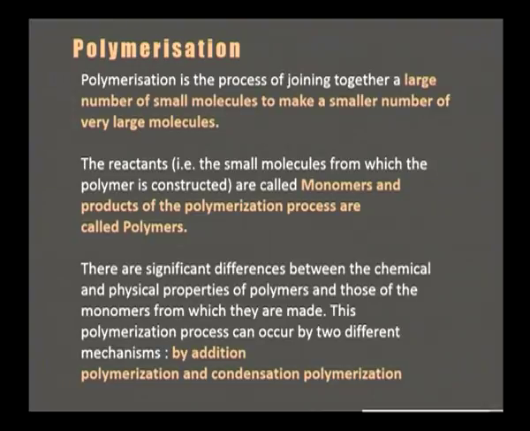So, we'll be looking at why we are defining polymers. There's a significant difference between the chemical and physical properties of polymers and those of the monomers from which they are made. Monomers can exist on themselves, but they have certain restrictive physical and chemical properties. But when they come together with another set of monomers, they become very enhanced and defined in terms of physical and chemical properties. This is why polymerization is an important process. This polymerization process can occur by two different mechanisms, addition polymerization and condensation. So, you can add monomers or subtract some of the monomer characteristics in order to form polymers.